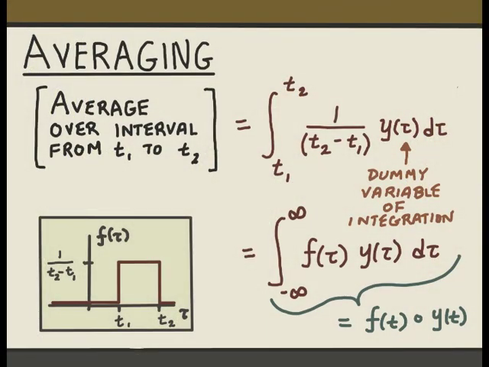We found that the average of a signal y of t over an interval from t1 to t2 could be obtained by taking the integral from t1 to t2 of 1 over t2 minus t1 times y of tau d tau. You'll note this averaging process yields a scalar coefficient, not a signal. When we multiply it by the basis function, we generate a signal. That is how we created the approximate signal ya of t from y of t in our last lecture.